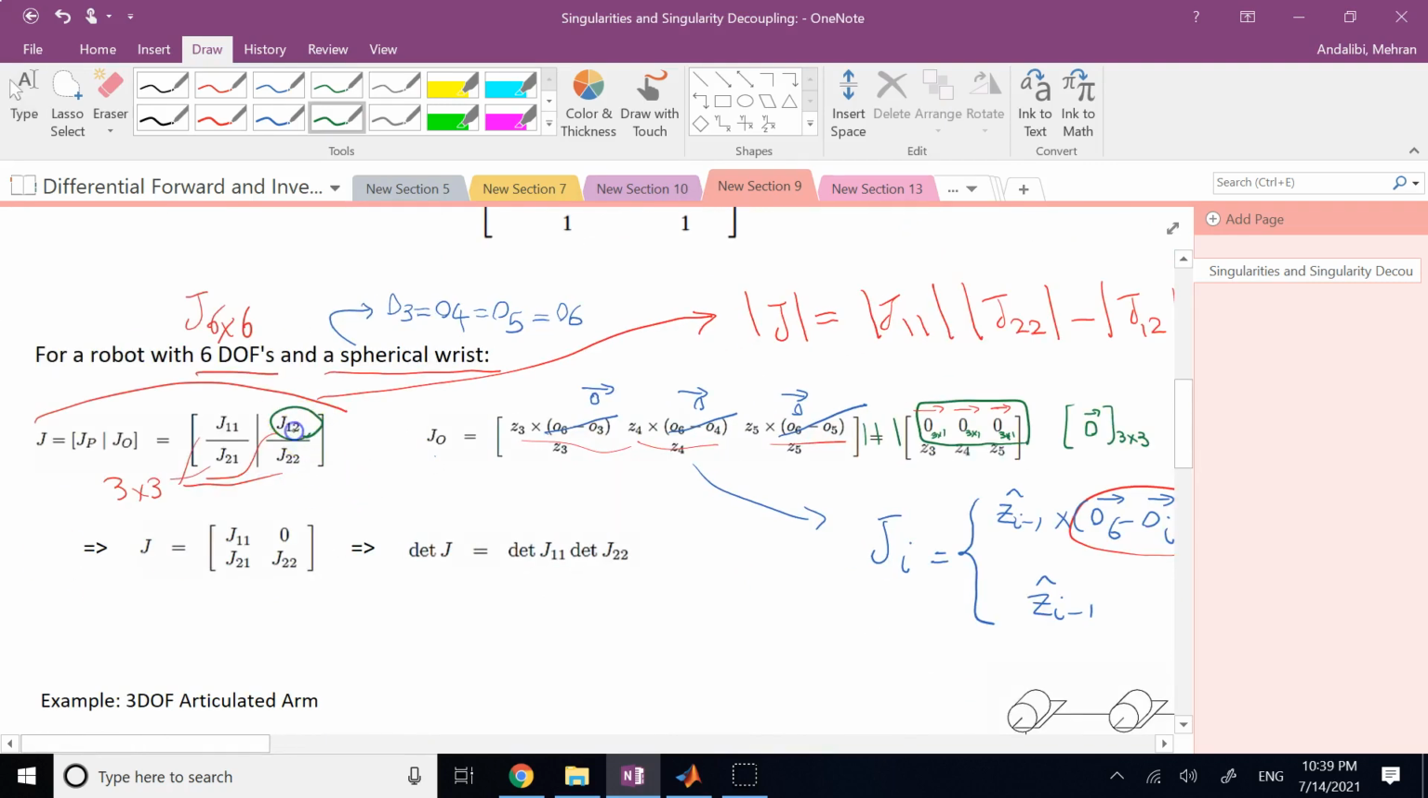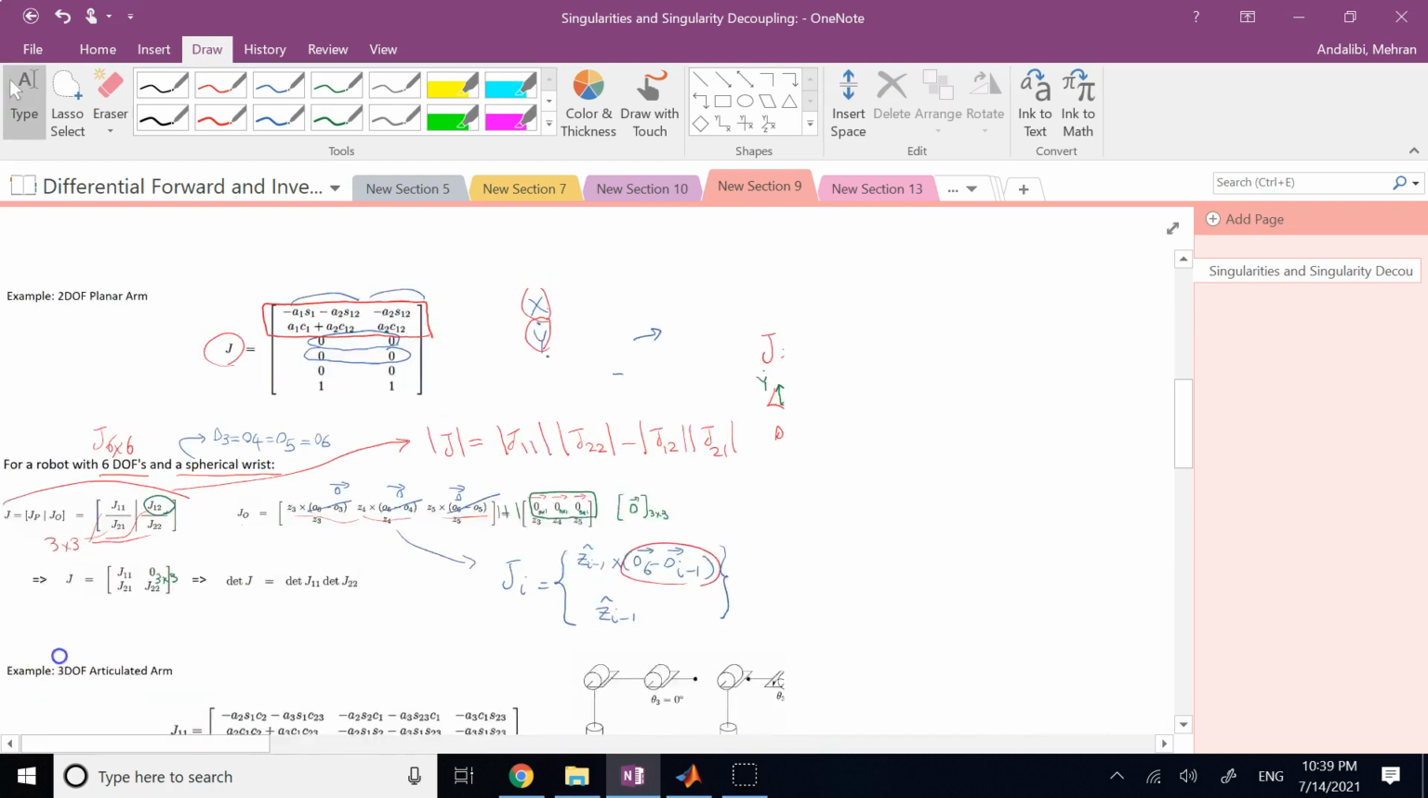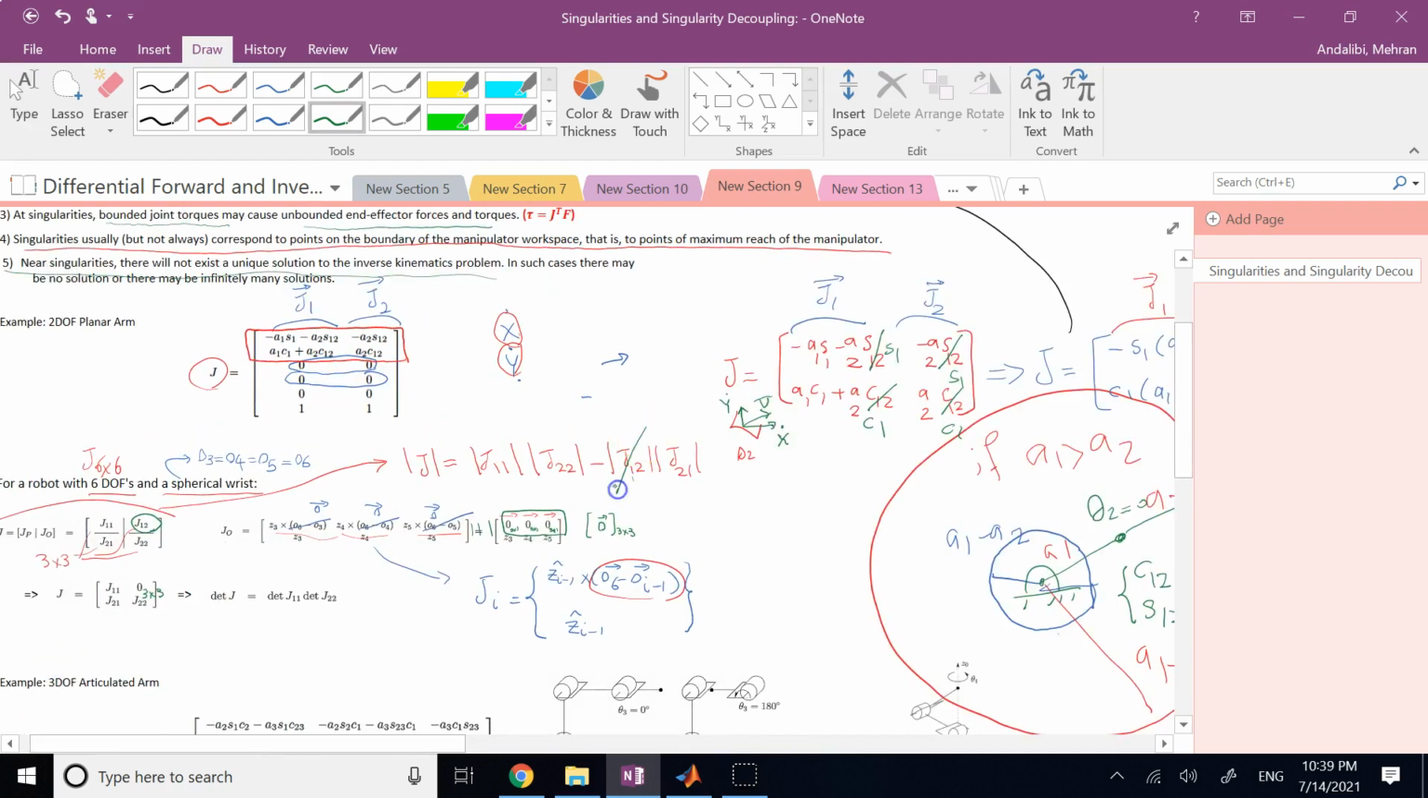It's this one, J12. That is going to be a matrix of all zeros. So this 0 here is what? 3 by 3. And when your matrix becomes lower diagonal like this, then the determinant of J is simply what? The determinant of J11 times J22, because J12 here, the determinant of this is 0, so this whole term goes away.